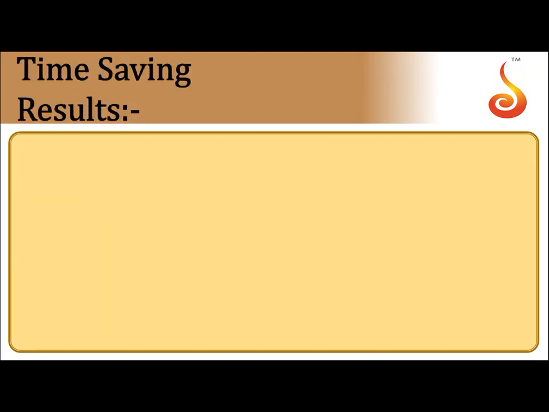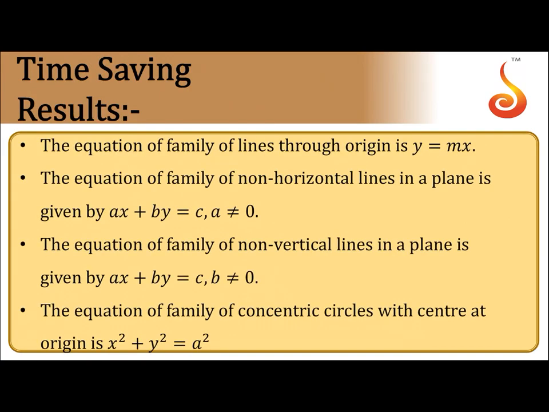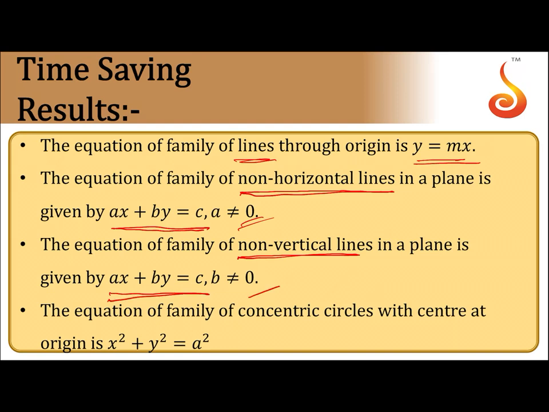There are certain time-saving results which help us in simplifying certain problems. The equation of the family of straight lines passing through the origin is given by y = mx. The equation of the family of non-horizontal lines in a plane is ax + by = c, where a is not equal to 0. The equation of the family of non-vertical lines is ax + by = c, where b is not equal to 0. And x² + y² = a² represents a family of circles with different radii centered at the origin. As a varies, you get concentric circles.